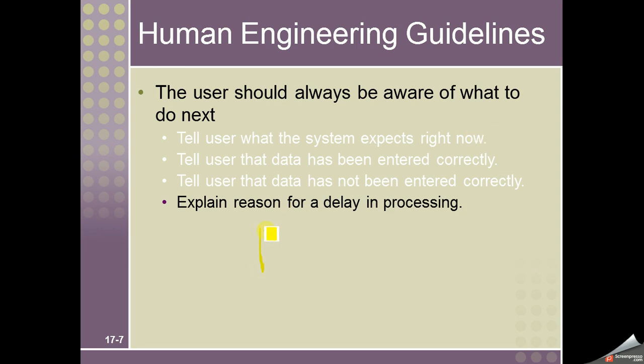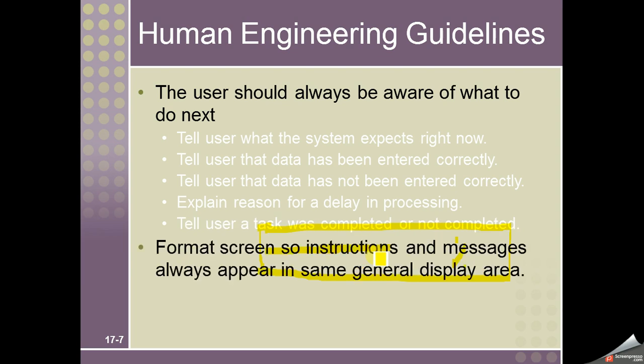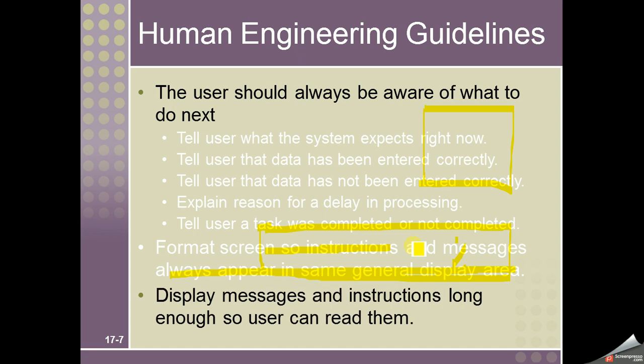So if some process takes a long time, we should use a progress bar and keep updating it with some percentage also, so that the users know how much of the process is done and how much time it is going to take to complete the process. Tell the user a task was completed or not completed. Format the screen so that instructions and messages always appear in the same general display area. As we discussed in the previous slide, you can reserve a part of the screen for the instructions, guidelines, or any messages for the users.